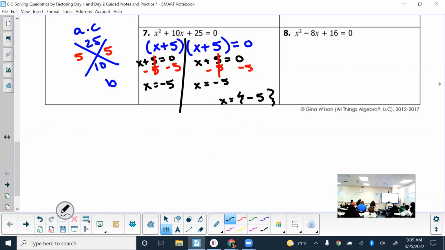So this is an example of when the quadratic has just one solution. So it touches the x-axis in only one spot. That makes sense? Any questions? All right, then you try number 8. I'll project that answer in about 90 seconds.